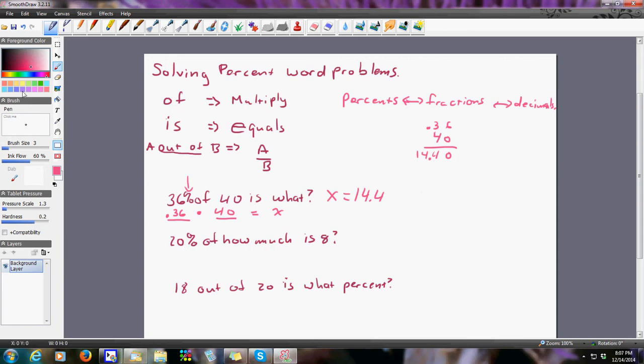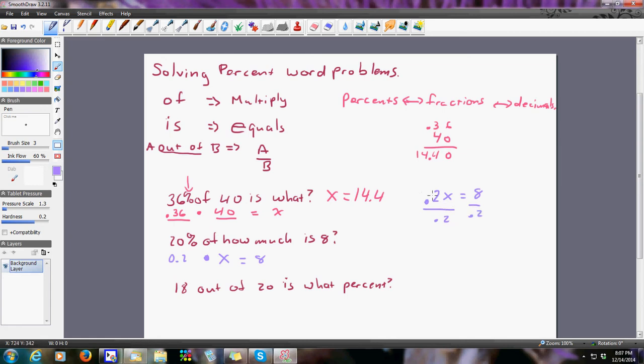All right, so for my next example, I'm going to choose a different color. 20%, I'm going to rewrite as 0.2, of, which means to multiply, how much, call that x, is 8. So now I have 0.2x equals 8. I don't want 0.2x, so in order to get rid of 0.2 times x, you have to divide by 0.2.